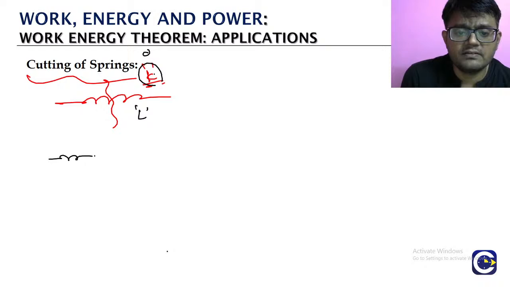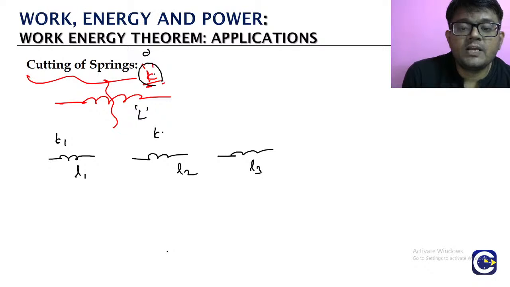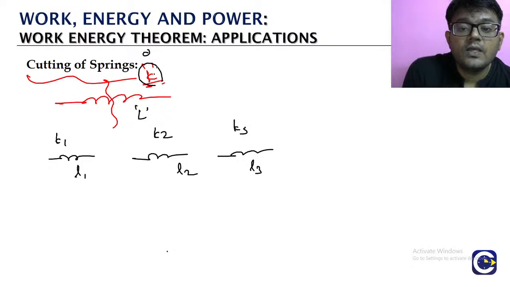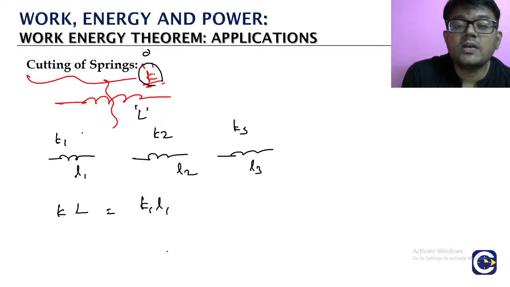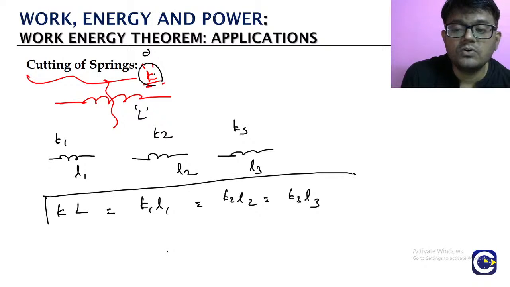So look at this, say we are dividing into three parts. The lengths are L1, L2, L3. Let's say the spring constants are K1, K2, K3. Now what will be the relation we'll have? The original spring constant K into its length capital L will be equal to the spring constant for the first part, K1 into L1, which will be equal to K2 into L2, which will be equal to K3 into L3. Okay, so this is the relation we need to look at.